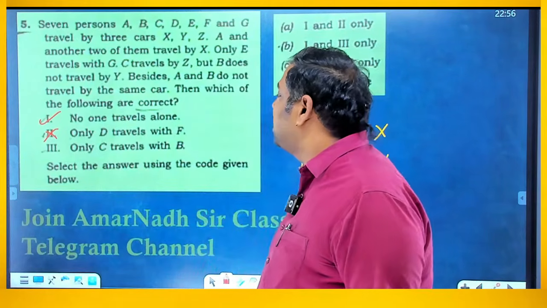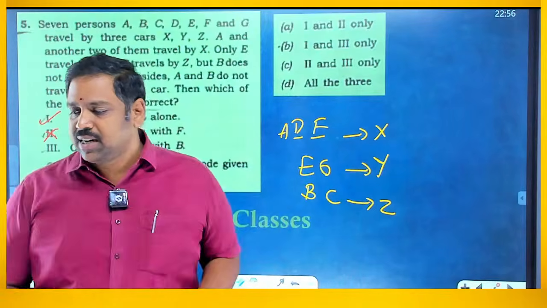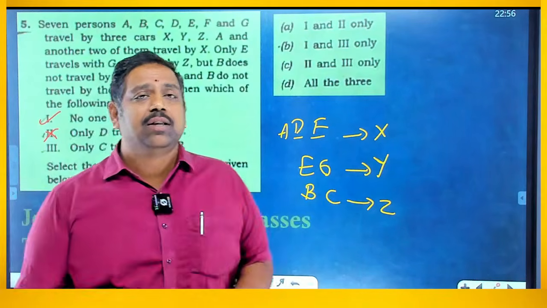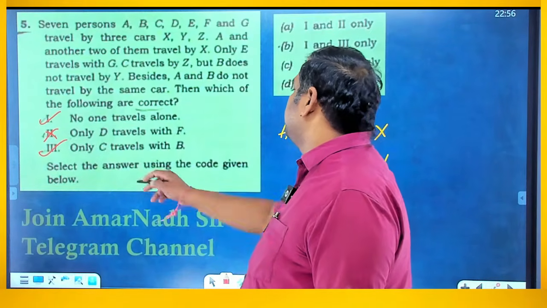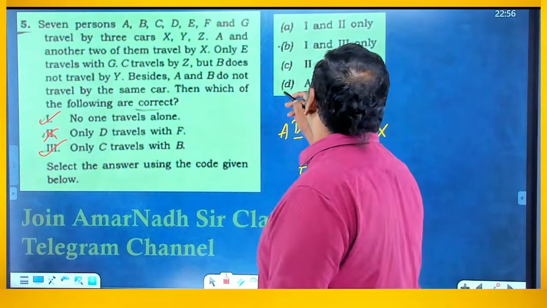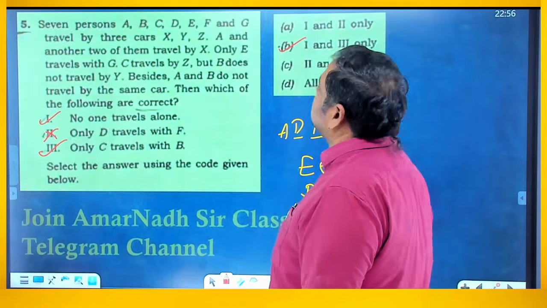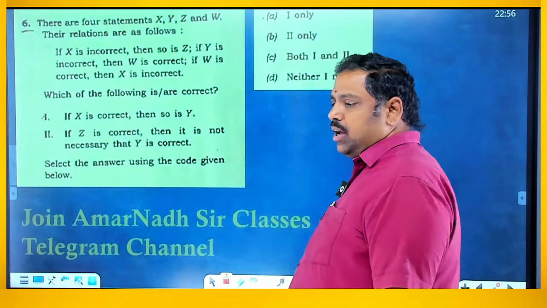Next one, only C travels with B. Yeah, B and C are traveling separately, right? That means this, the third one is definitely valid one. So both 1 and 3 are valid, right? 1 and 3, right? So answer is which option here? B is the correct answer. Got it? Right, so the next beautiful one.